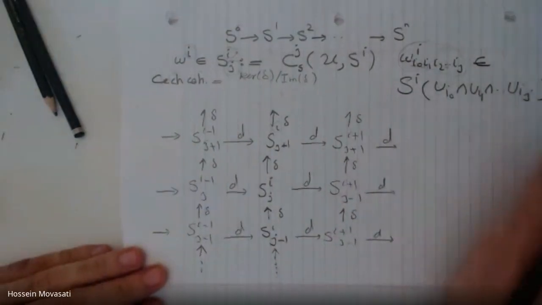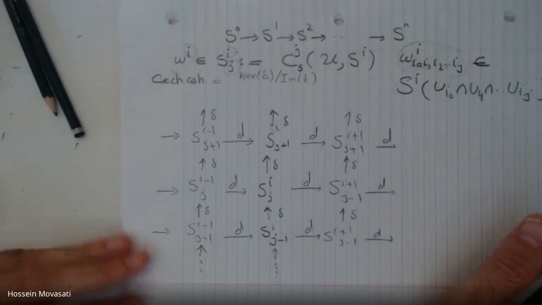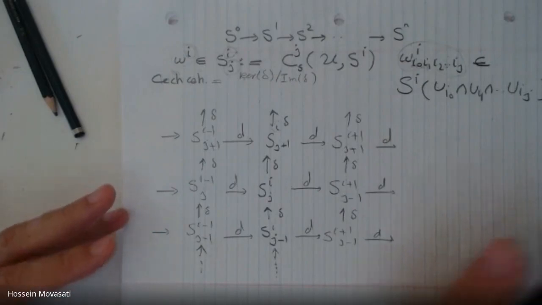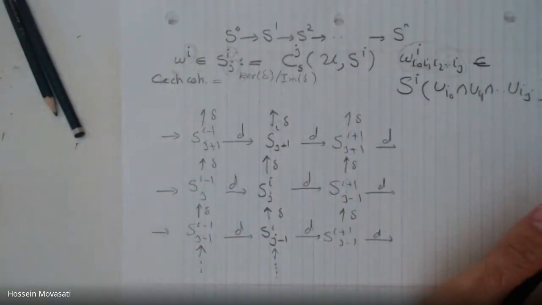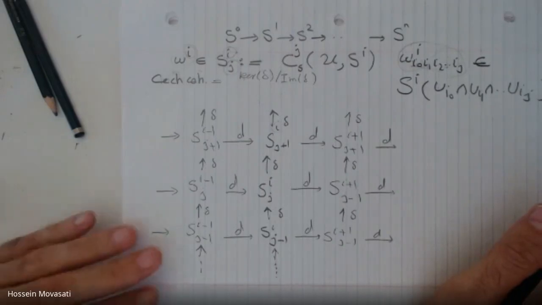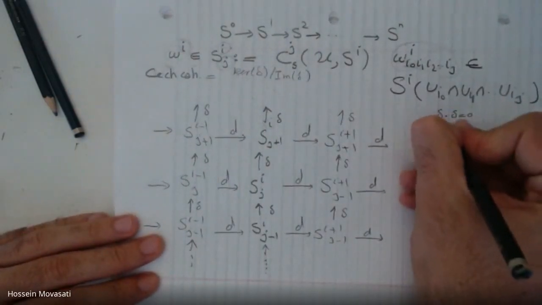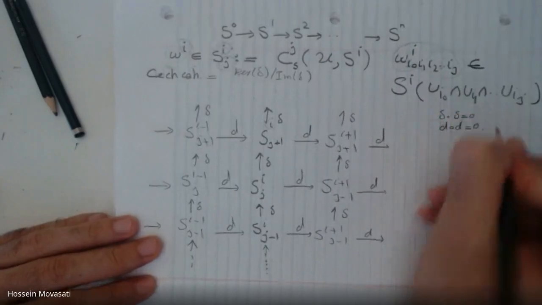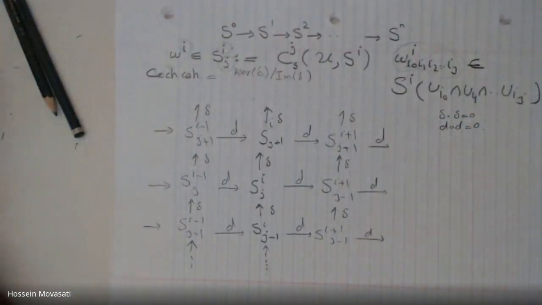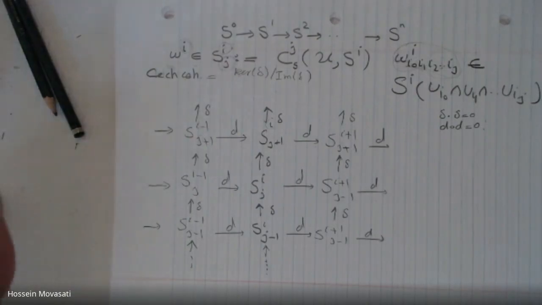We know, so the hypercohomology is a kind of making a mixture of these two. So remember that delta composed with delta is equal to 0, D composed with D is equal to 0 also. So the basic idea of the hypercohomology is to define a cohomology using both. And let me explain the idea.